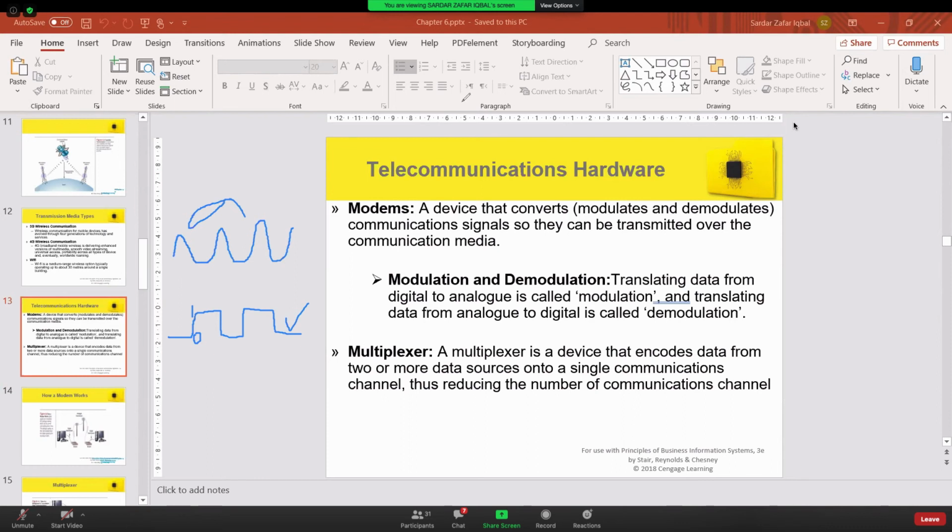Another device is the multiplexer. A multiplexer is a device that encodes data from two or more data sources into a single communication channel, thus reducing the number of communication channels. It can receive data from different devices, combine it into one channel and transmit it to another.